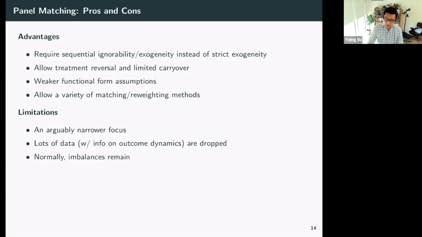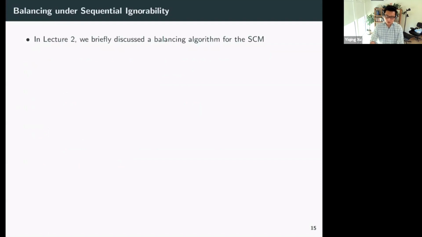And normally imbalances remain, and then you have to appeal to a functional form assumption, use a difference-in-differences approach to address those imbalances. And there are many choices that require user discretion. What kind of features enter into matching, how many periods you want to condition on, things like that. So we talk about MSM, we talk about panel matching. Next, I want to talk about sequential balancing approach under sequential ignorability.